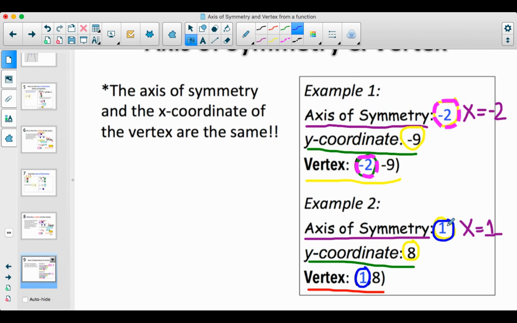If you were to get a different number for the axis of symmetry than you did for your vertex somehow, then that would be incorrect. So just when you're doing your assignments, make sure you remember that the axis of symmetry and the x-coordinate of the vertex are the same.